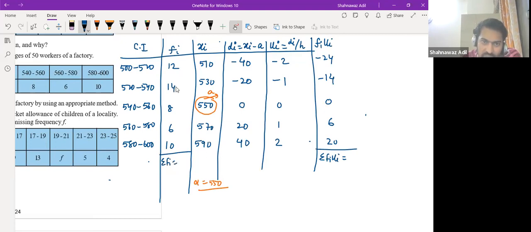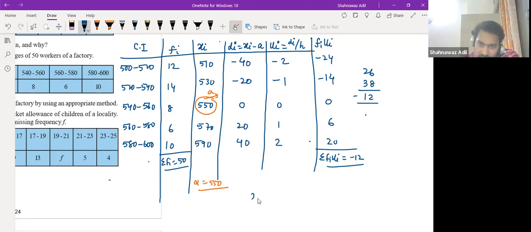So this is 26 and 26 and 8, 34, 6, 40 and then 50. So this is 50. Now let us calculate. So this is 26 minus 38. So this is minus 12. Minus 12 we are getting.